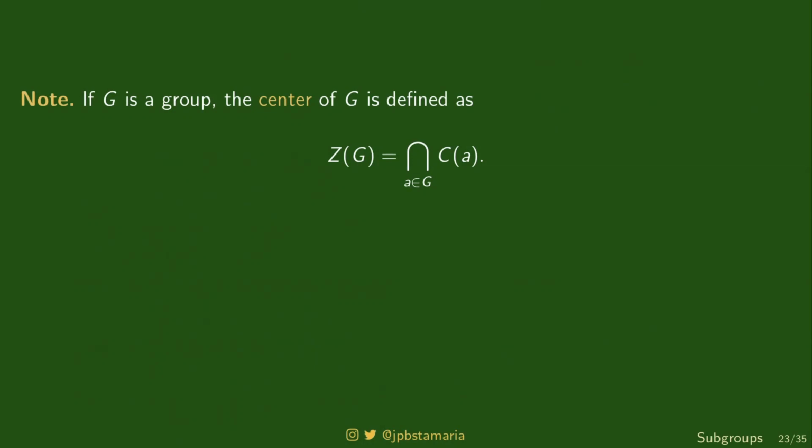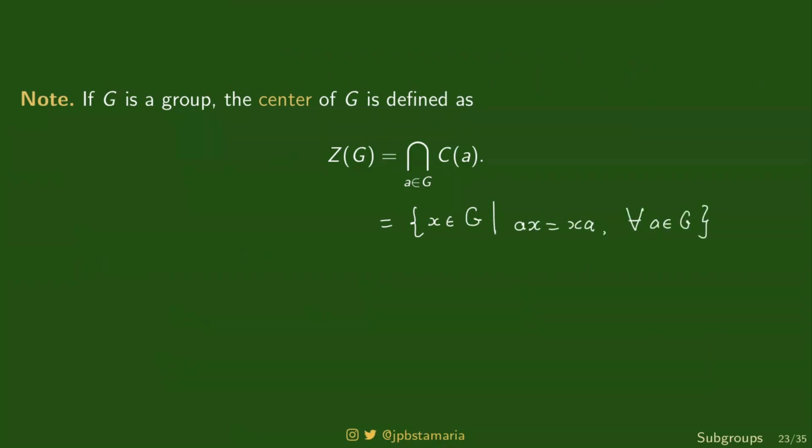Ibig sabihin, pag kinuha mo yung centralizer ng lahat ng elements, just take the intersection of these subgroups. We know that that will always be a subgroup, correct? Yung subgroup na yun is what we call as a center. So technically, anong laman ng center? The elements of the center is the set of all elements x in G that commute with all the elements of G. In other words, ax equals xa for all a in G.